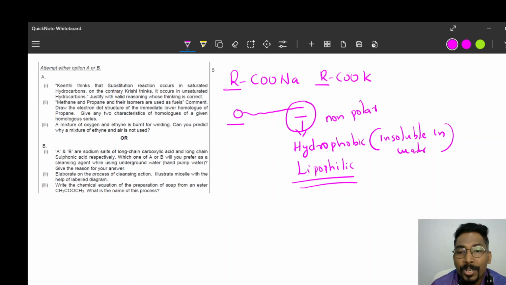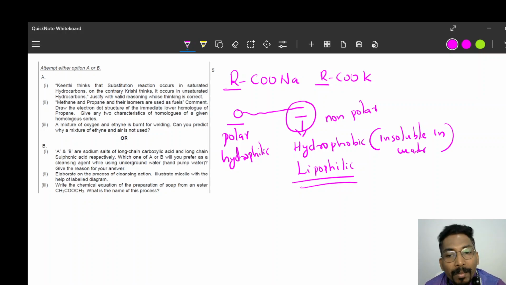And this head portion, just the opposite, will be polar. Polar means having charge. So that will be hydrophilic in nature. Hydrophilic means water loving, water dissolving. So that end will be soluble in water. Water soluble, hydrophilic or polar.